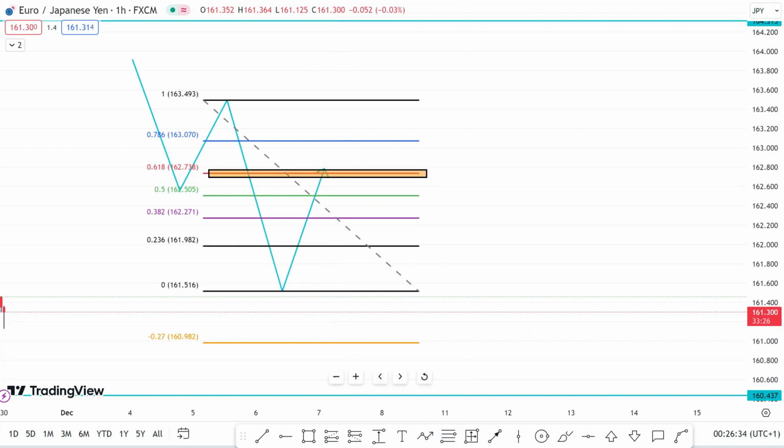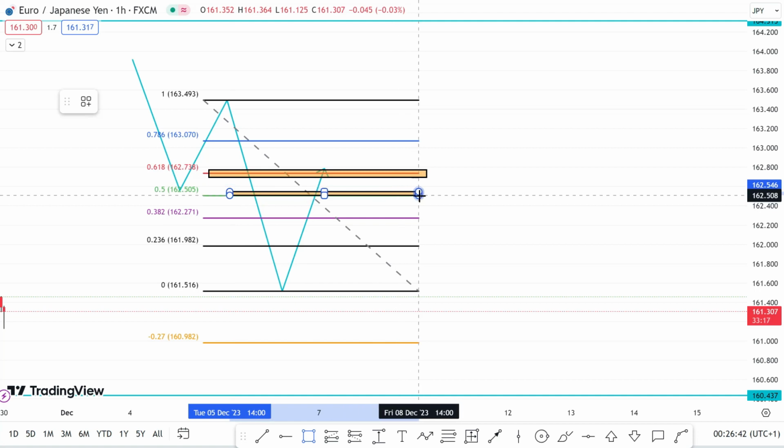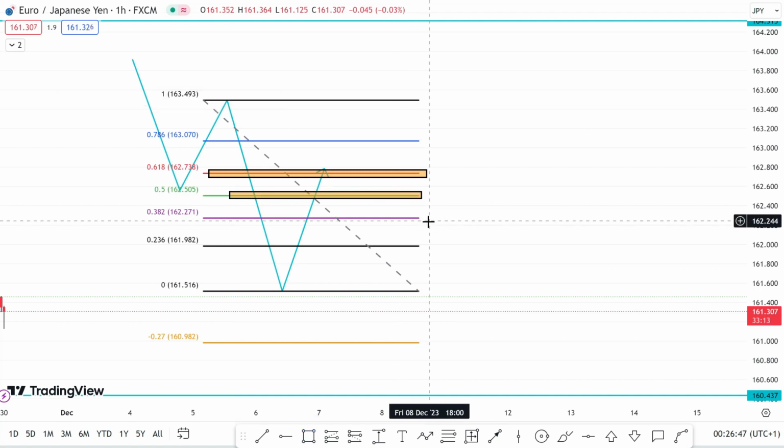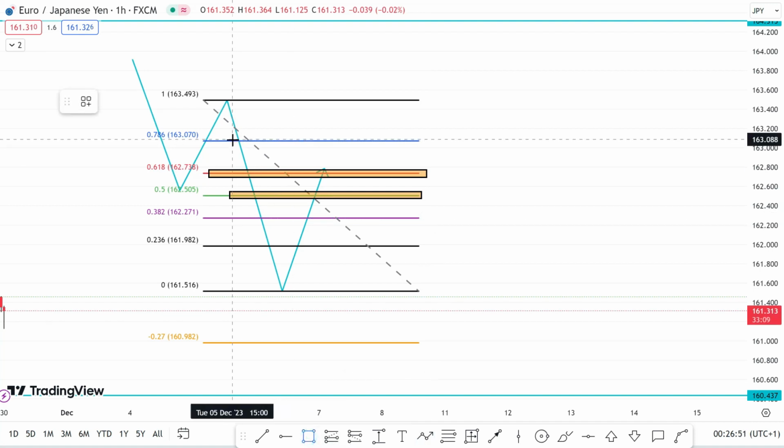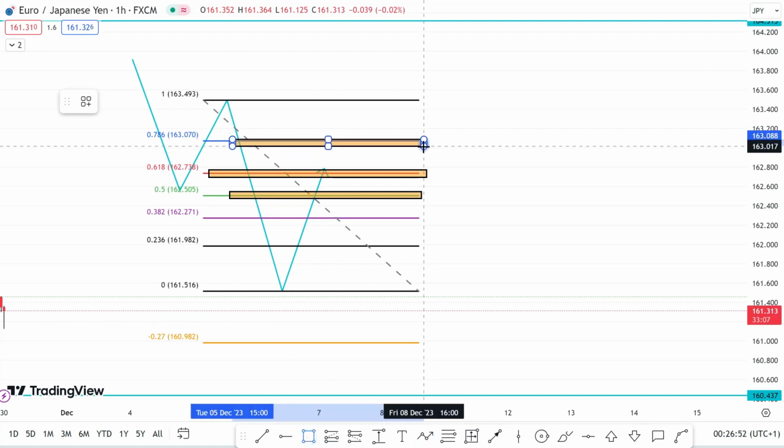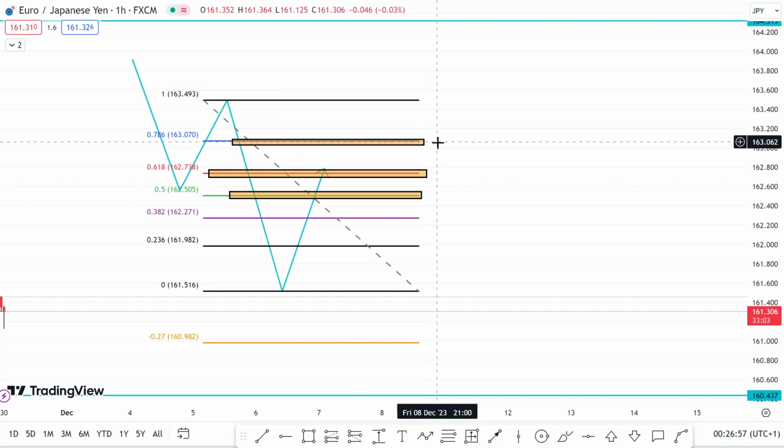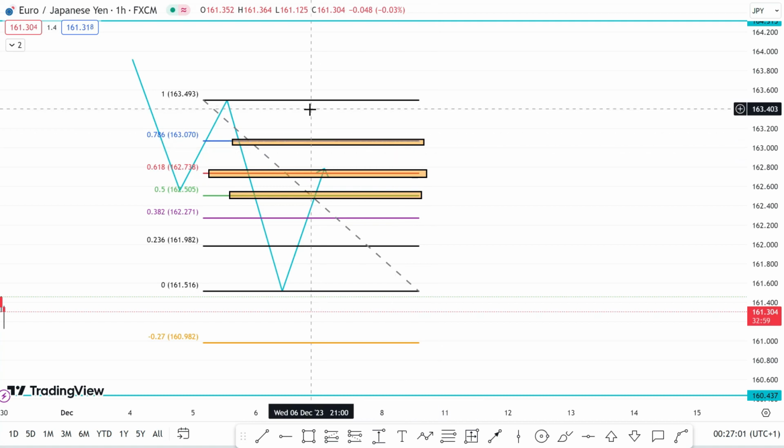Alright, so the next level I'll be marking out is the 0.5. I'll do the same for that. Alright, then the last level I'll be looking out for is the 0.786. These three levels, market tends to respect them. These are the golden zones.